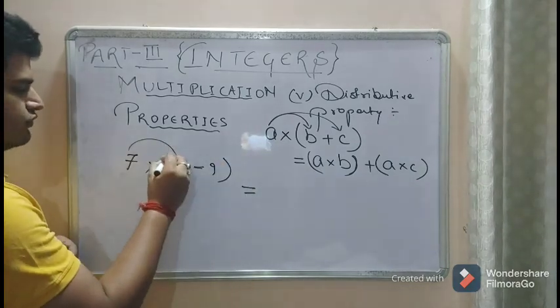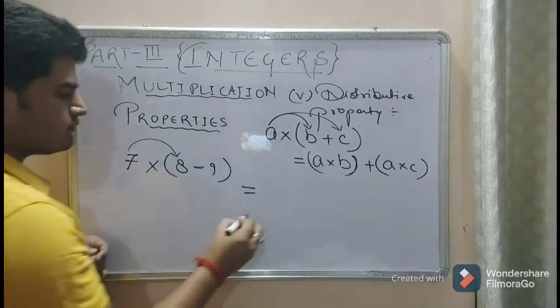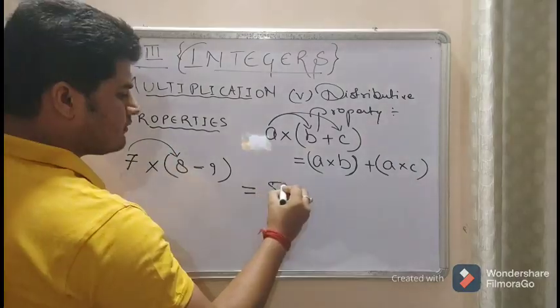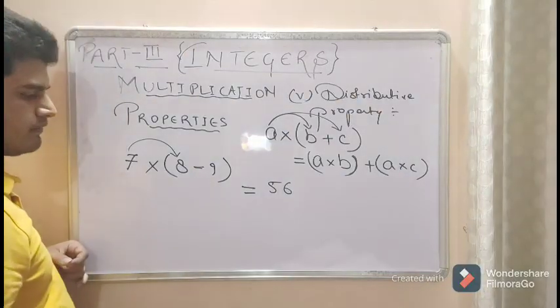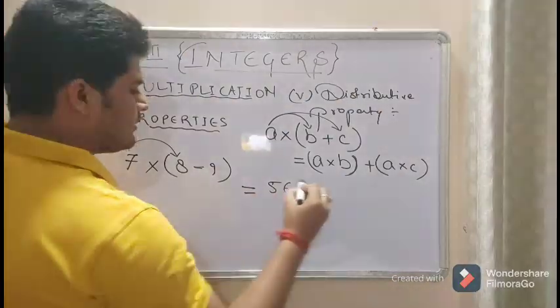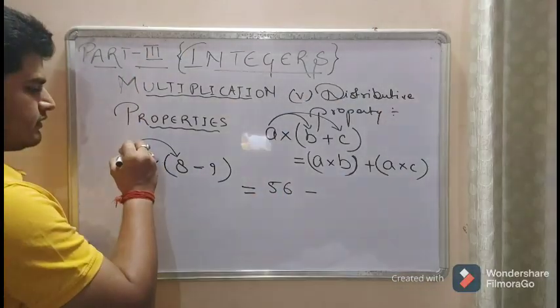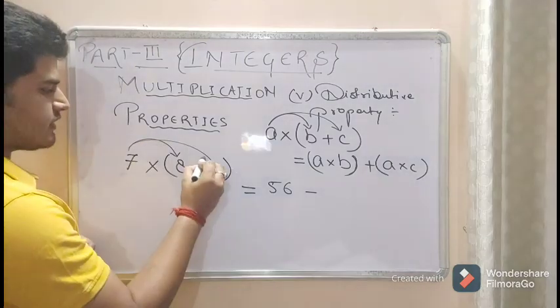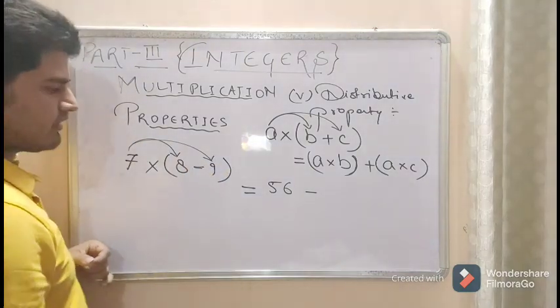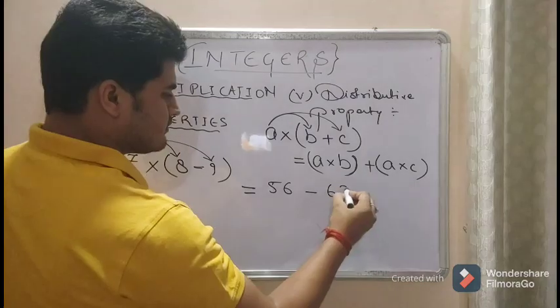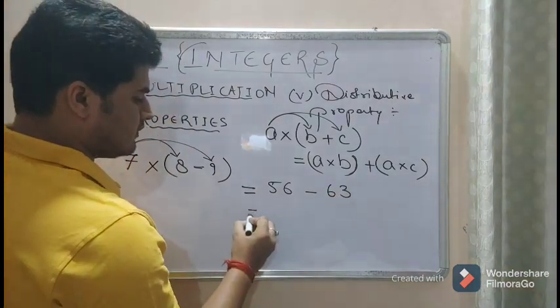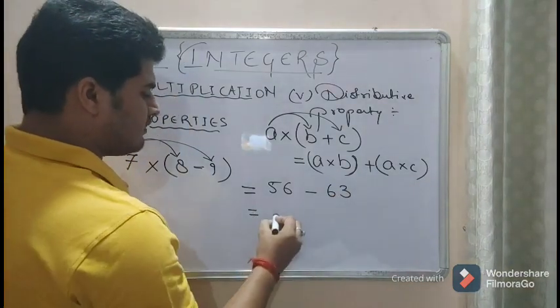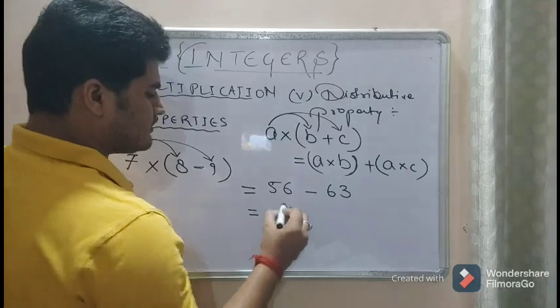So what we have to do is multiply 7 with 8. 7 8s are 56, minus, then 7 nines are 63, and 56 minus 63 is minus 7.